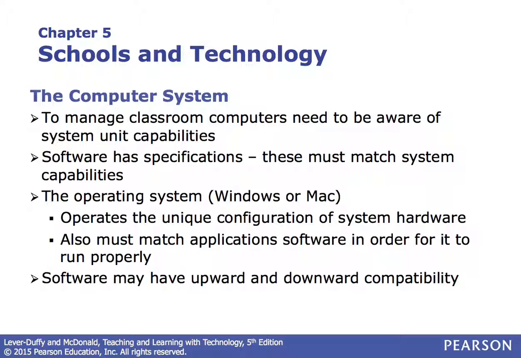Software may have upward and downward capability. Upward, obviously, is going from Windows 7 to 8 to 9 to 10. But sometimes you got to go downward to make some outdated software work. So you can go downward in that aspect.